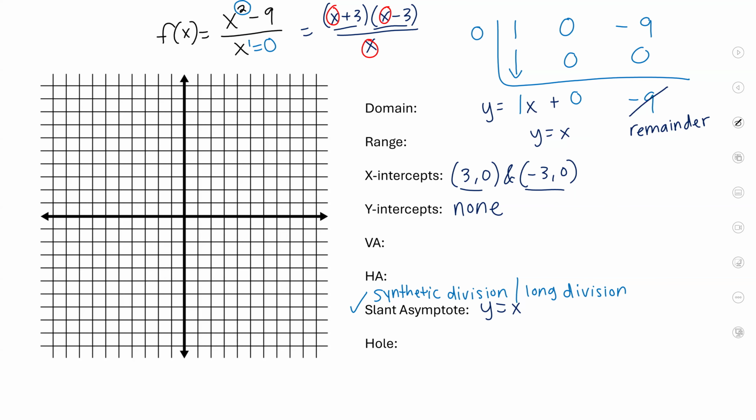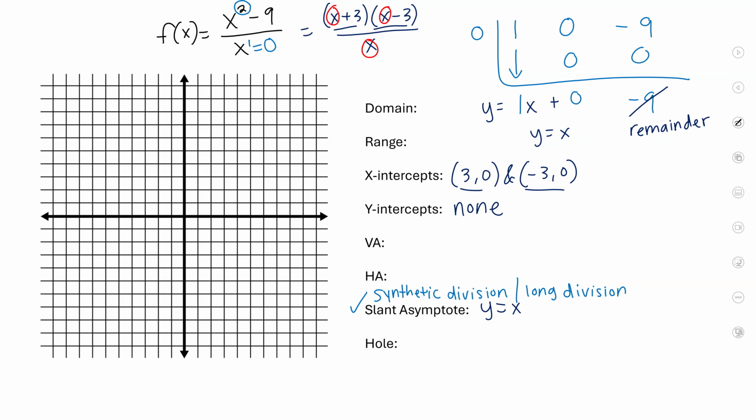Your vertical asymptote is x equals 0. You just set the denominator equal to 0. There is no horizontal asymptote. Instead, I have a slant asymptote. Remember, if the degree is bigger on top, that means you have no horizontal asymptote. Okay, so this is all the information. Nothing canceled out when I factored, so there are no holes.